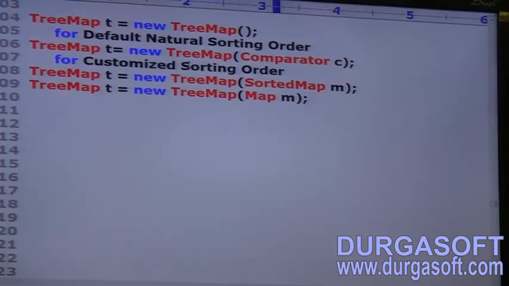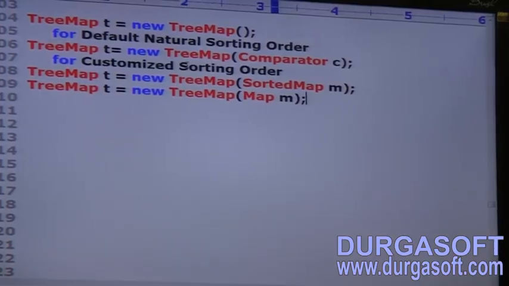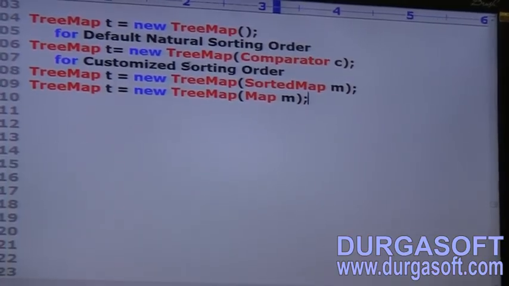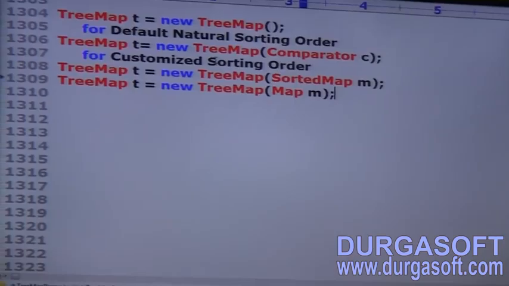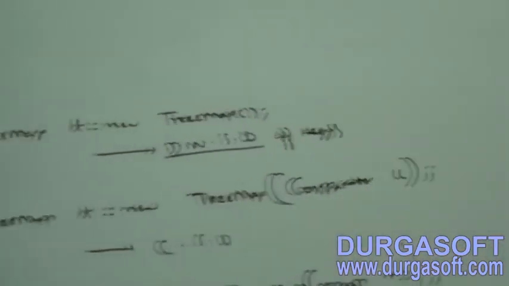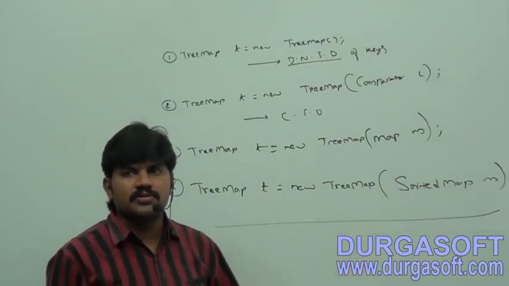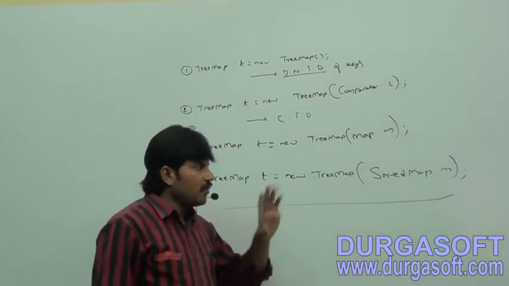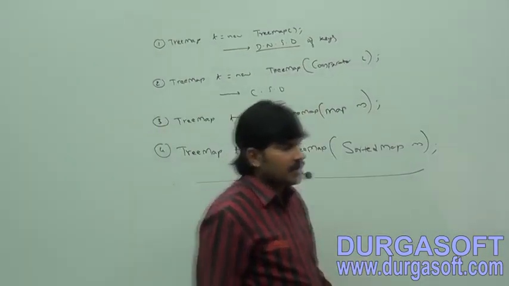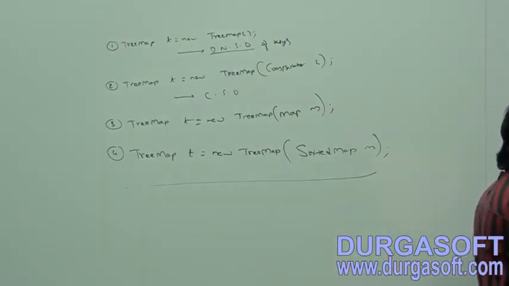Completed, right? That's all. These are the 4 constructors we have related to TreeMap. Let me go for a simple program for TreeMap, default natural sorting and customized sorting, and I will explain with examples. Let me talk about the first example.